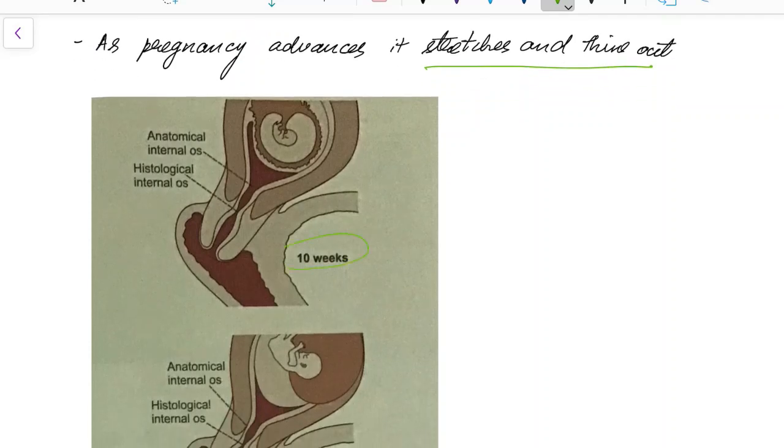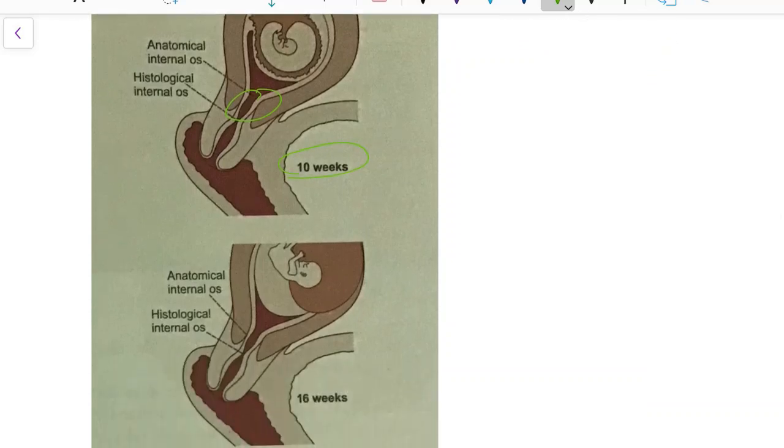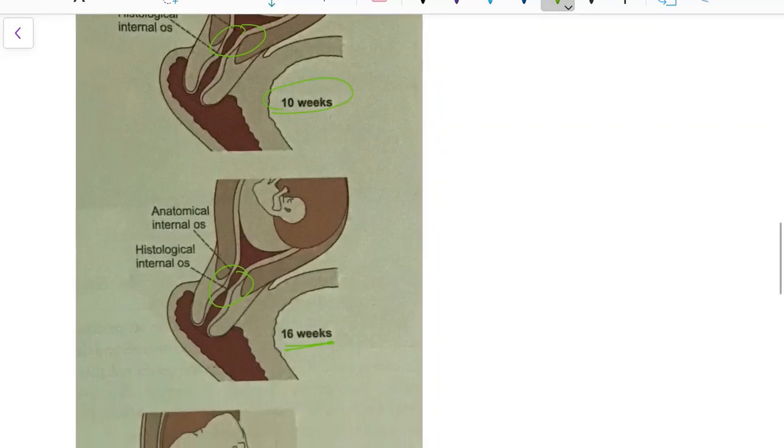This picture shows the isthmus of cervix during 10 weeks of gestation. As you can see, the isthmus of cervix is the part between the anatomical internal os and the histological internal os. This picture shows the isthmus of cervix during 16th week of gestation.